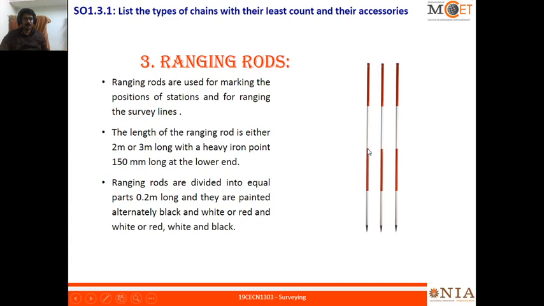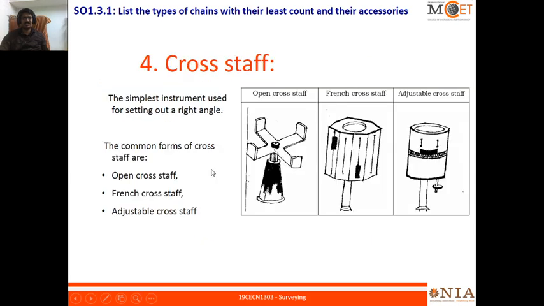Here also we can use this band for measurement. If it is 20, that means 20, 40, 60, 80, right? So 80 centimeter means 0.8 meter. It is cut and we can insert it. So it is more or less 2 to 3 meter in height or length. That is a ranging rod.